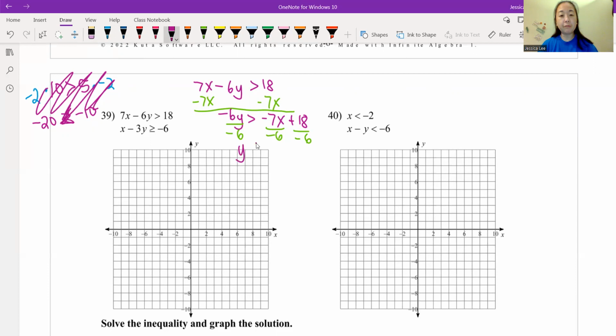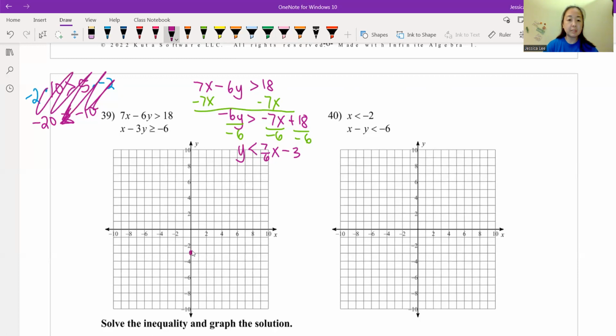So y, now we're going to flip it, right? Because we divided by negatives. And so this can be 7 over 6x minus 3. You may wonder, where did the negatives go? Remember, negative divided by negative is going to be a positive number. That's why we're just going to leave it as positive. And then positive 18 divided by negative 6 can be negative 3, or minus 3.